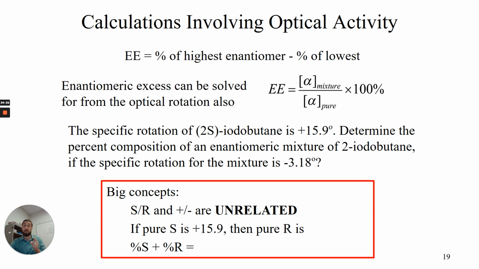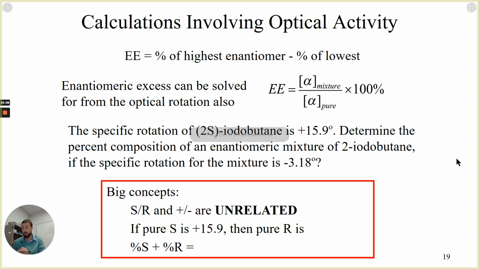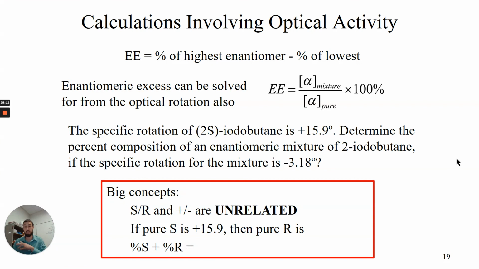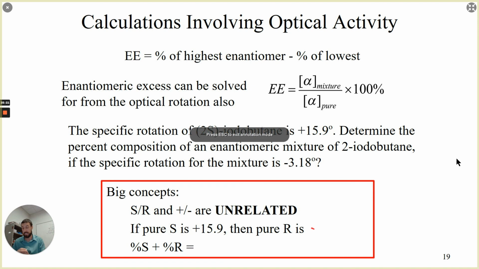S and R versus plus and minus, they are unrelated. Do not start associating S with plus and R with minus. That relationship has to be defined in the information given. So remember back to this question, we knew S was plus because we were told that information. That wasn't something I knew coming into the question. If S is plus 15.9, then R must be minus 15.9. Then pure R must be 15.9. And that relationship we know to be true because the S and R are opposite.